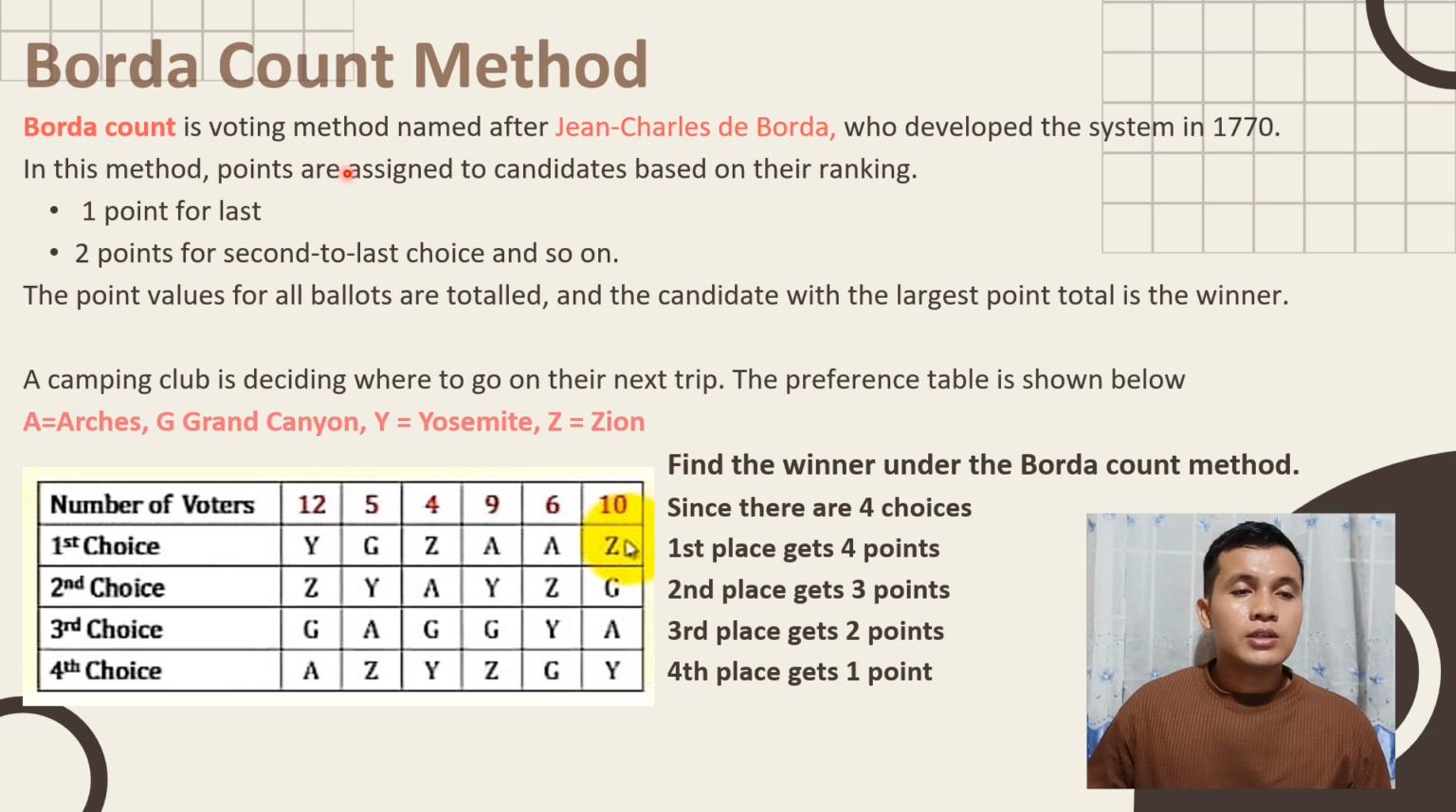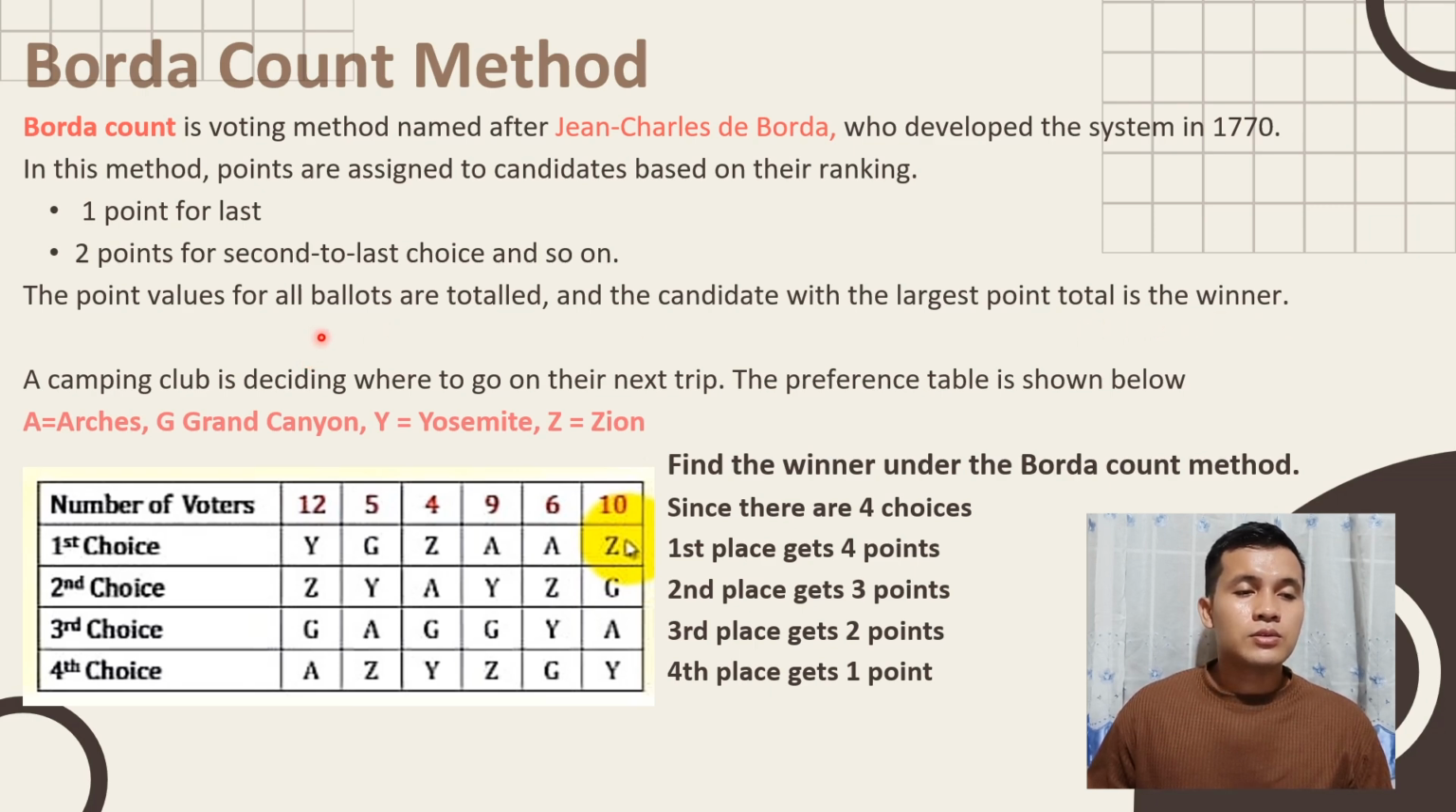Borda count is a voting method named after Jean-Charles de Borda, who developed the system in 1770. In this method, points are assigned to candidates based on their ranking: 1 point for the last and 2 points for the second to last choice and so on. So if there are 4 candidates, the first candidate will get 4 points, the second candidate will get 3 points, the third candidate will get 2 points, and the last one will get 1 point. The point values for all ballots are totaled, and the candidate with the largest point total is the winner.